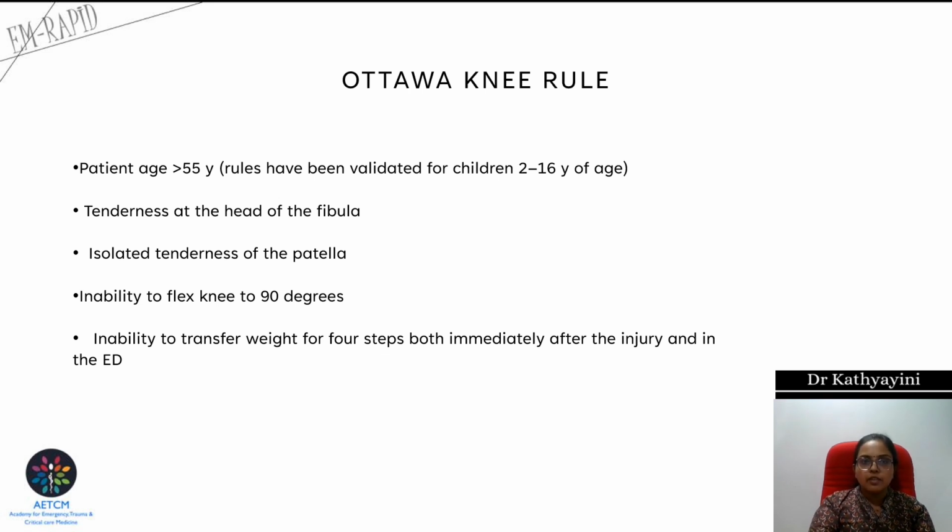If the patient's age is more than 55 years, there is tenderness at the head of the fibula, isolated tenderness of the patella, there is inability to flex the knee to 90 degrees, or if the patient can't bear weight, that is, can't walk 4 steps in the ED or after injury, then the patient warrants a knee X-ray or knee imaging.